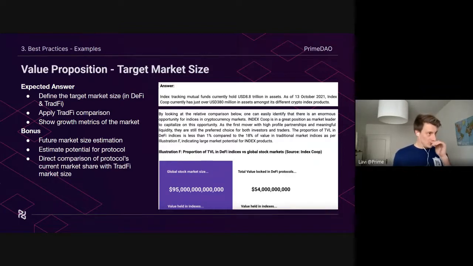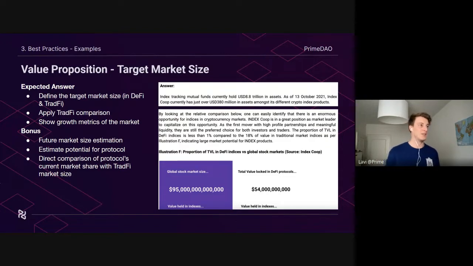And what I also want to point out is here they also use a graphic at the bottom, global stock market size compared to total value locked in DeFi, and you can clearly see there's a few zeros missing, and so from there you can assume that this is going to be a growing market, and I think they also added that in the text below the graphic.